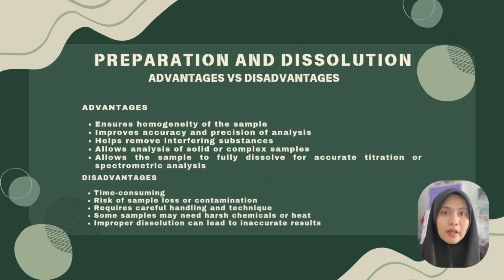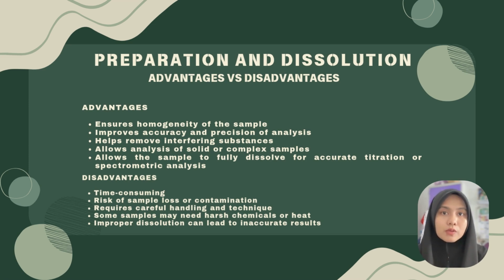I will be explaining the advantages and disadvantages of sample preparation and dissolution, which is one of the basic requirements in chemical analysis. Let's start with the advantages. The first advantage is it improves accuracy and precision of analysis. Secondly, it helps remove interfering substances. Thirdly, it allows analysis of solid or complex samples. Lastly, it allows the sample to fully dissolve for accurate titration or spectrometric analysis.